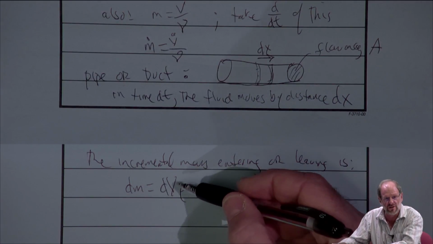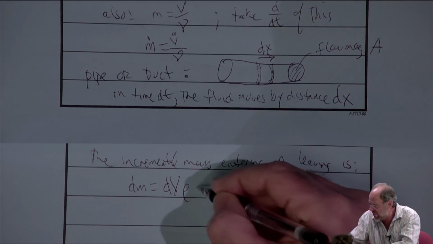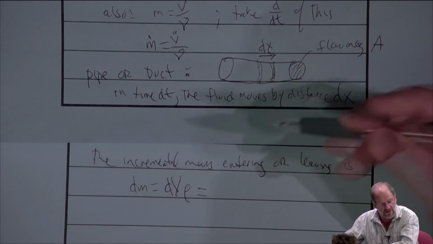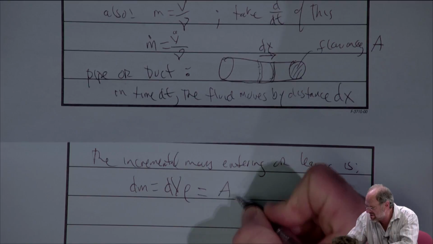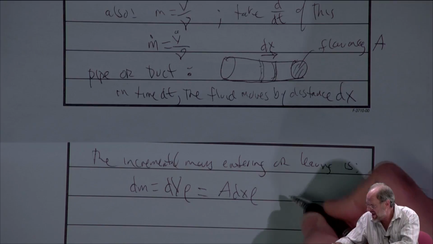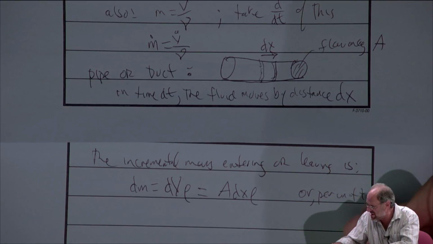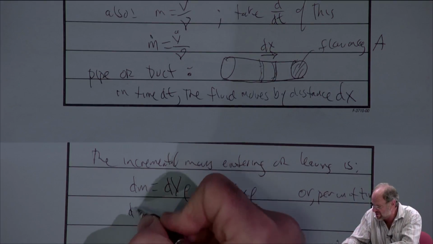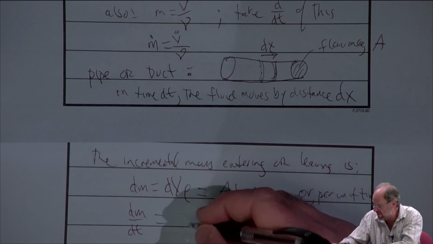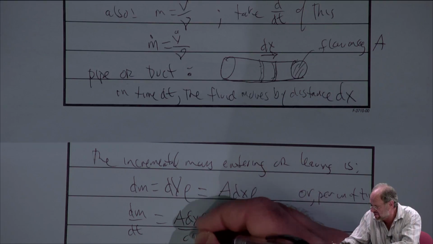So, right, volume has units of cubic meters, density is mass per cubic meter, so we just get mass, right? But we would note that the incremental volume is just this position change dx multiplied by the area. So this is actually equal to A dx times rho. Or if we want to write this on a per unit time basis, we can just write this as dm dt is going to equal A dx rho over dt.